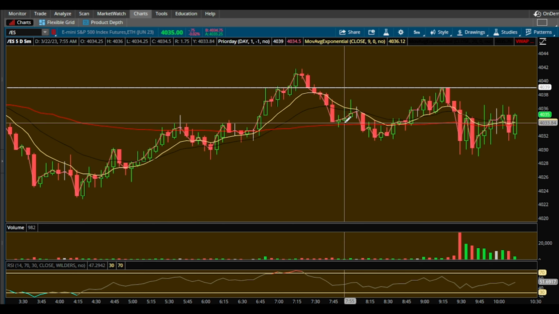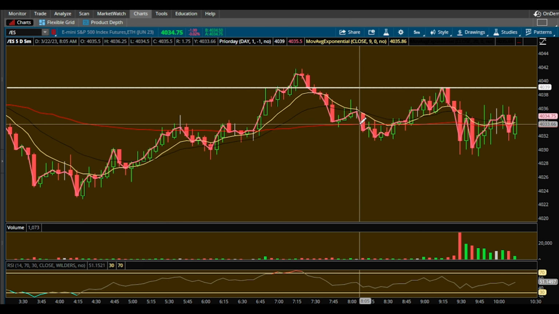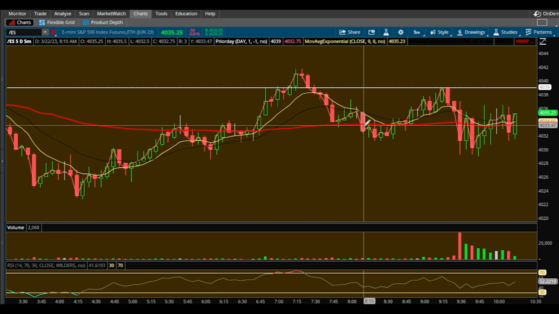Typically, 3 points to me is considered a good scalp. And that's exactly what we got here. We had a move up to 4,037. I caught roughly a 3-point bounce off this trade. Had one runner, and I stopped out at break even when it pulled down here. It worked out nicely, but again, this isn't my typical trade.